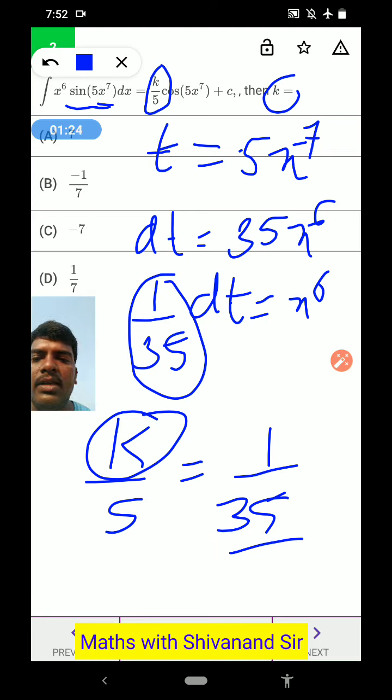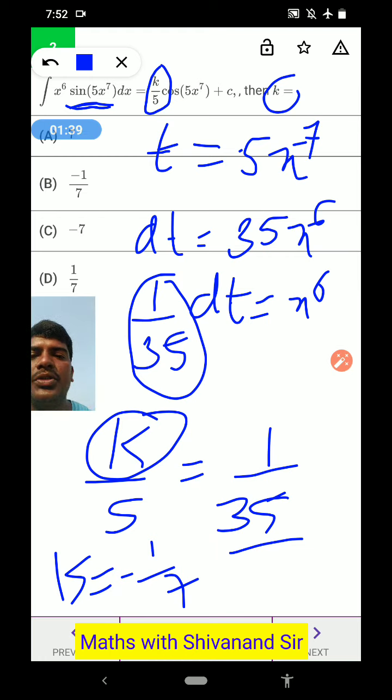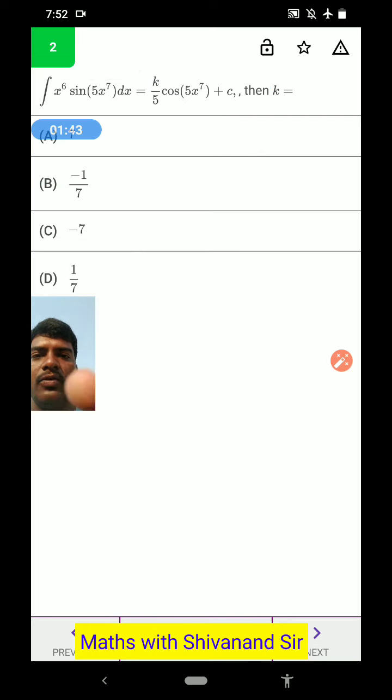But listen, don't be in a rush to go with option D, because here the function is sine. After being integrated, the integration of sine should be minus cos. Definitely k will take the negative value. Hence the k value is minus 1 by 7. Definitely option number B is correct. Hope you understood. Now let us go for the next question.